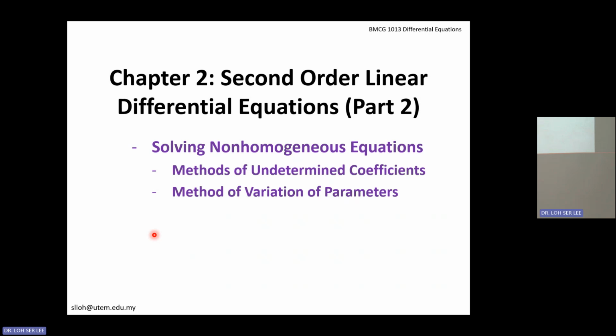In the last class, you learned how to solve a homogeneous second order differential equation with constant coefficients. Today we will look at the non-homogeneous equation, meaning that the right hand side is non-zero. You will learn two methods: undetermined coefficients and variation of parameters. One will be covered under the midterm, another under the final exam.